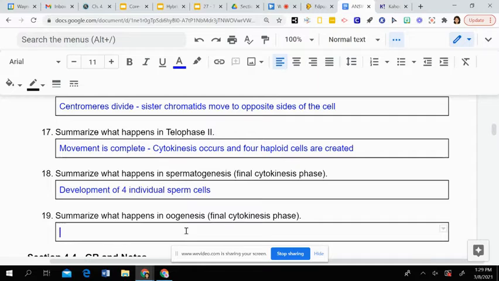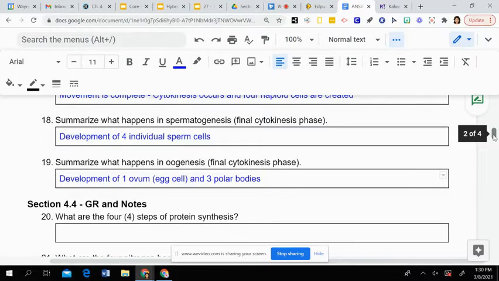Then oogenesis, what is created? Gage? Yep. The development of one ovum, which is the egg cell, and 3 polar bodies. So they're cells that are created and essentially just dissolve and disintegrate and are absorbed. This also shows how the egg cell is going to be larger than the sperm cell, since the egg cell contains everything that you need essentially for life.